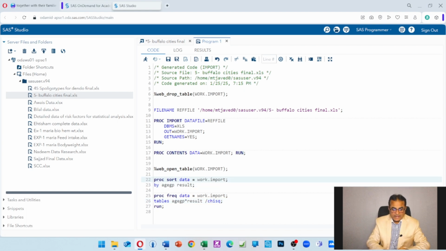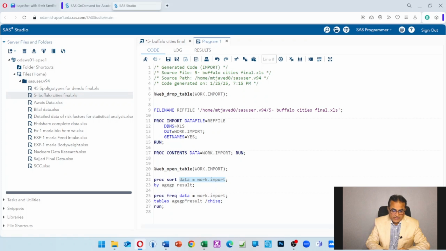Now, as previously I told you, the first thing we need to do is sort the data. Which data? This is the data file, and that data file is indicated here. The data has to be sorted.